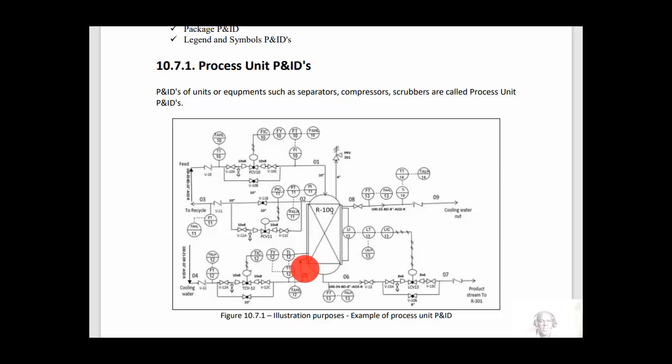Here we have a reactor. For illustration purpose, we have a P&ID of this reactor labeled R100. This is an example of unit P&ID.